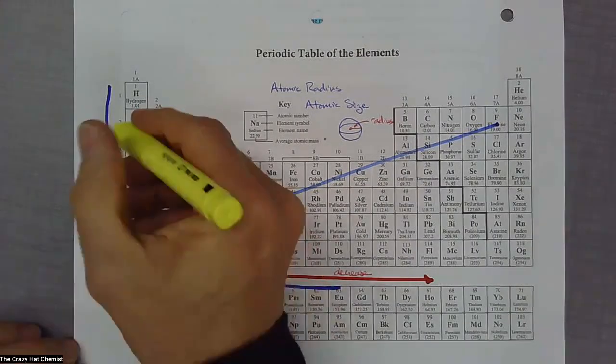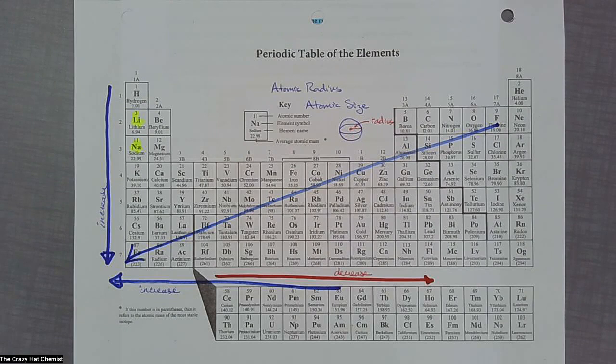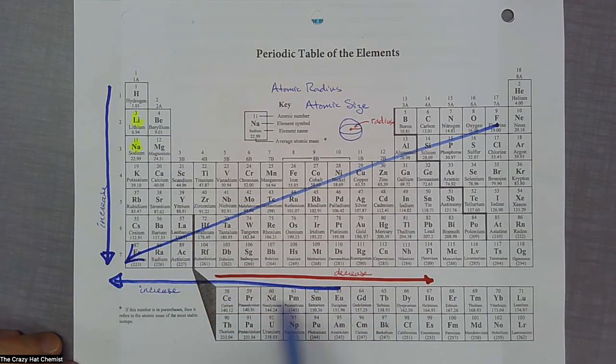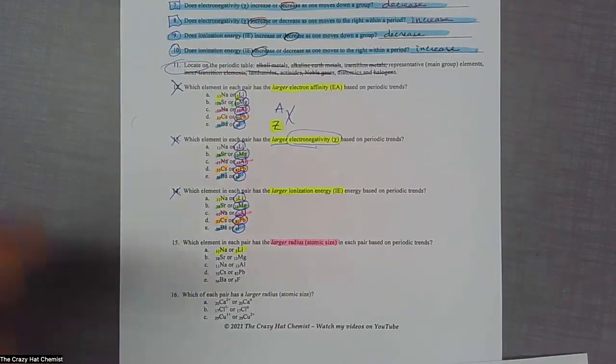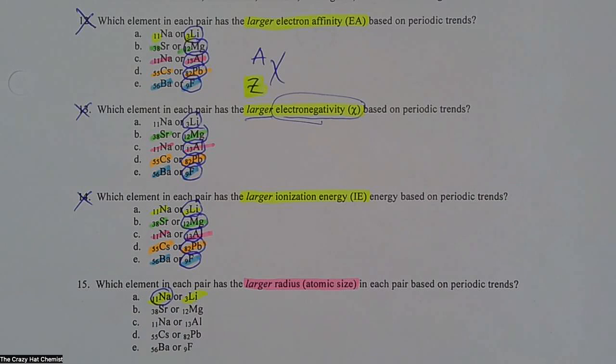So we're comparing lithium and sodium, and which one has the greater size? The greater size is the one that's further down and further to the left. So sodium is larger than lithium. Let's zoom in here. Sodium is larger than lithium. Perfect. The next one that we have here is between strontium and magnesium, number 38 and number 12.